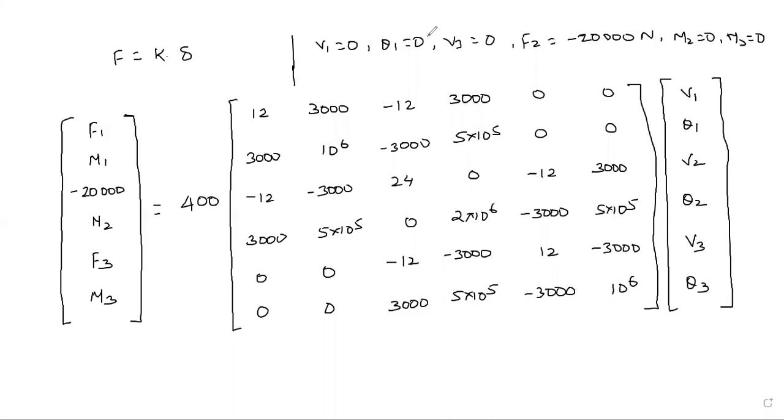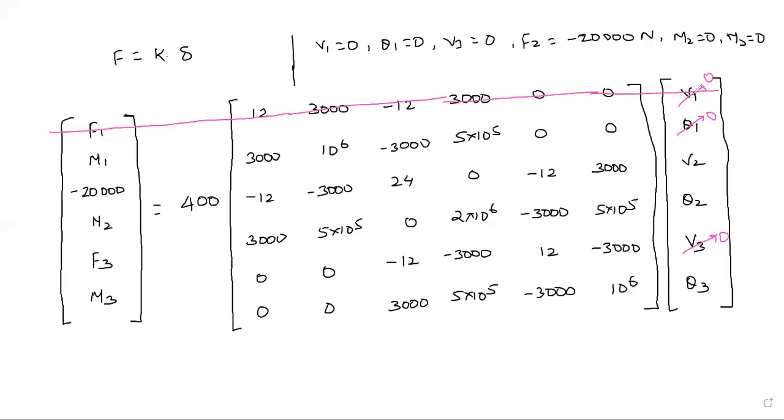Okay, so we have these values now. V1 value is 0, theta 1 value is 0, and V3 value is also 0. So we know if any value of displacement is 0, according to the boundary condition, we will remove the corresponding row and the corresponding column in the stiffness matrix. For calculation purposes, we need to remove this.